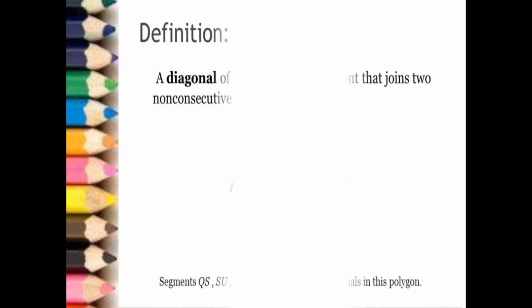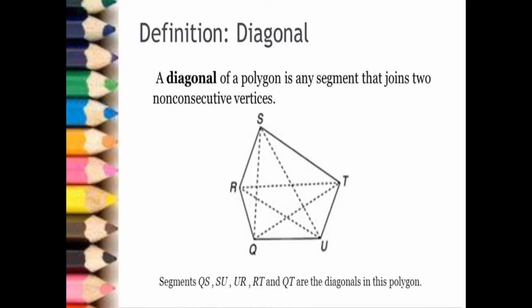Next topic is definition of a diagonal, and it says that a diagonal of a polygon is any segment that joins two non-consecutive vertices. Here segment QS, SU, UR, RT and QT are the diagonals in this polygon. Hopefully it is clear to you.